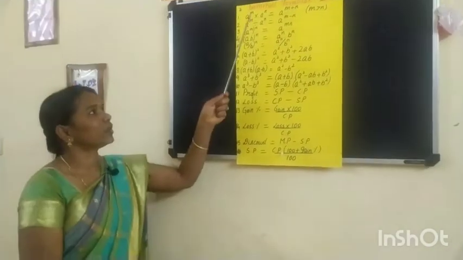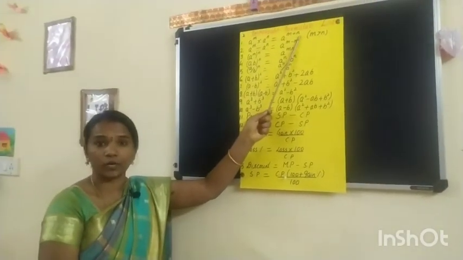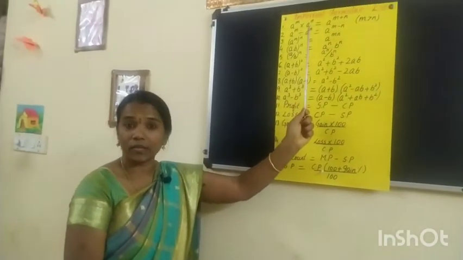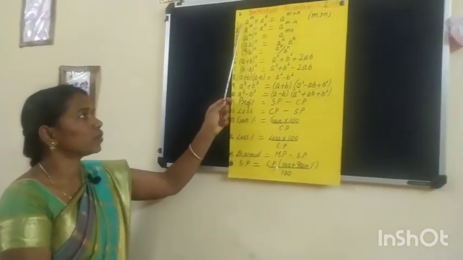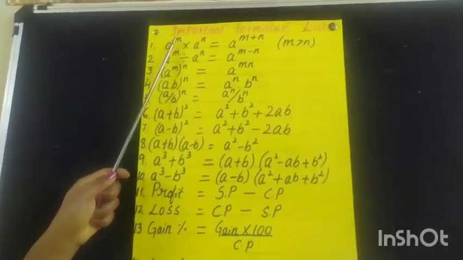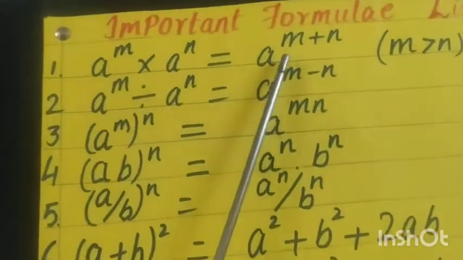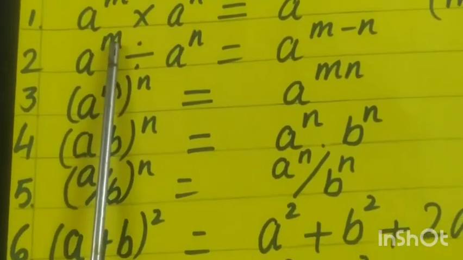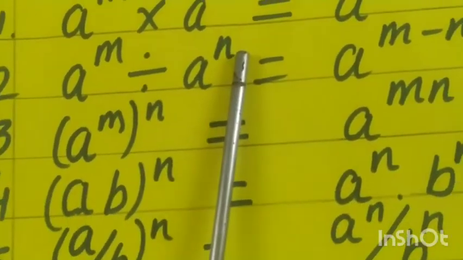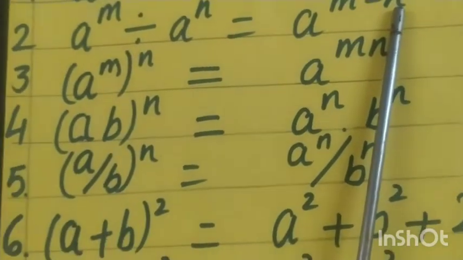So let's go. Here is a very important list of formulae which is helpful for all competitive exams, and which I have taken from the high school mathematics textbooks. The first formula is a to the power of m into a to the power of n is equal to a to the power of m plus n. Second one, a to the power of m divided by a to the power of n. What we have to do is subtract the powers, that is a to the power of m minus n.